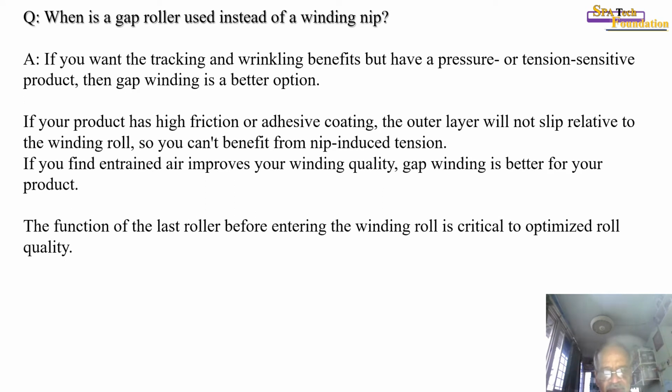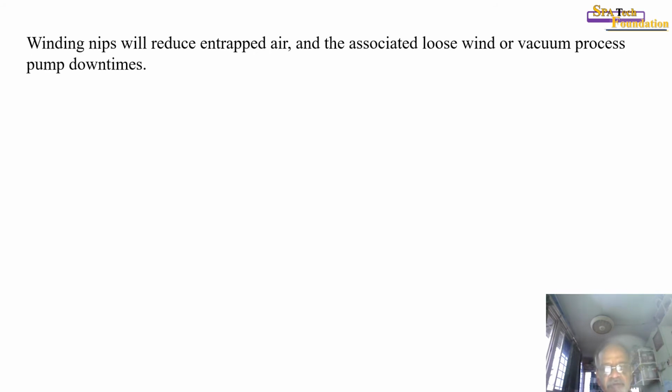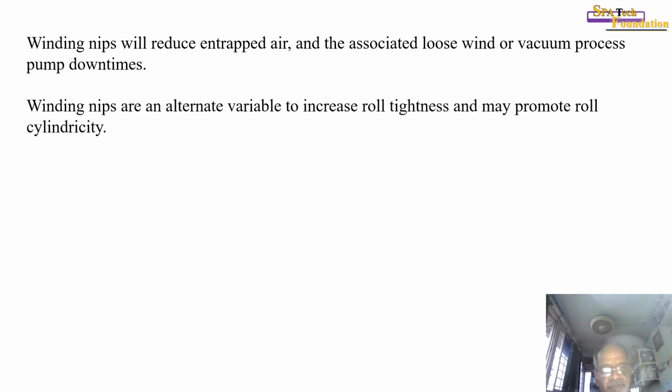The function of the last roller before entering the winding roll is critical to optimize roll quality. Nip and gap winding both will reduce lateral errors and wrinkling associated with long entry spans and roll variation. Winding nips will reduce entrapped air and associated loose wind or vacuum process pump downtimes. Winding nips are an alternate variable to increase roll tightness and may promote roll cylindricity.